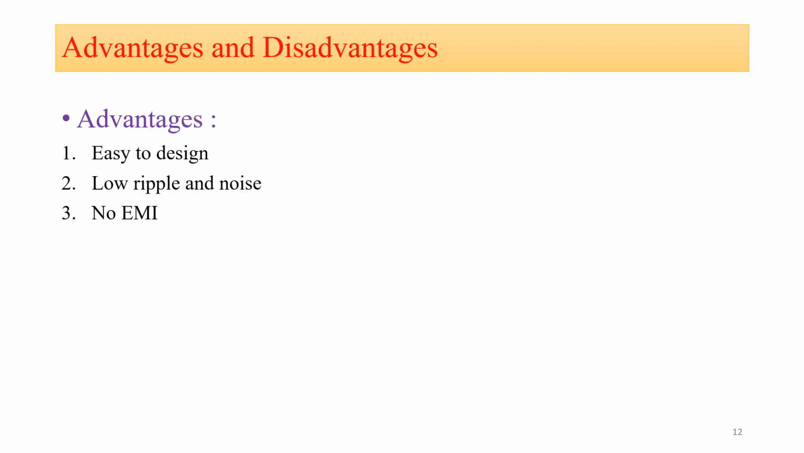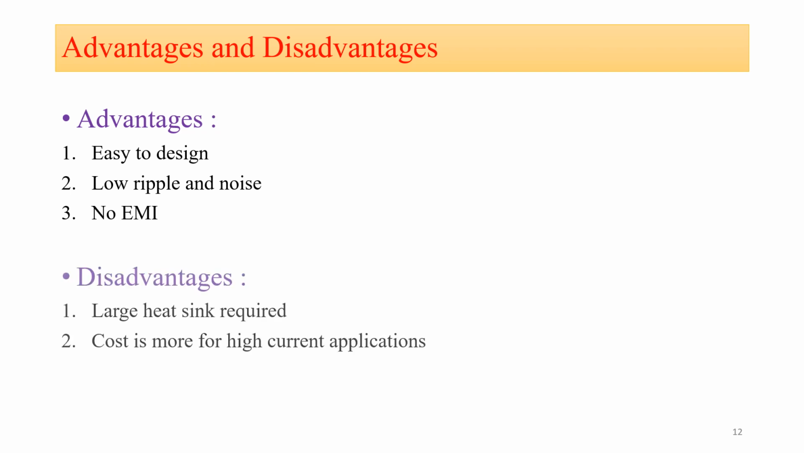Now, which are the different advantages and disadvantages of a DC regulated power supply? First advantage, it is easy to design. Then low ripple and noise, as we are using a bridge type of rectifier, so the ripple factor is very low, meaning the AC components present are very low. Then the third advantage is no EMI, that is no electromagnetic interference. These are the various advantages of the DC regulated power supply.